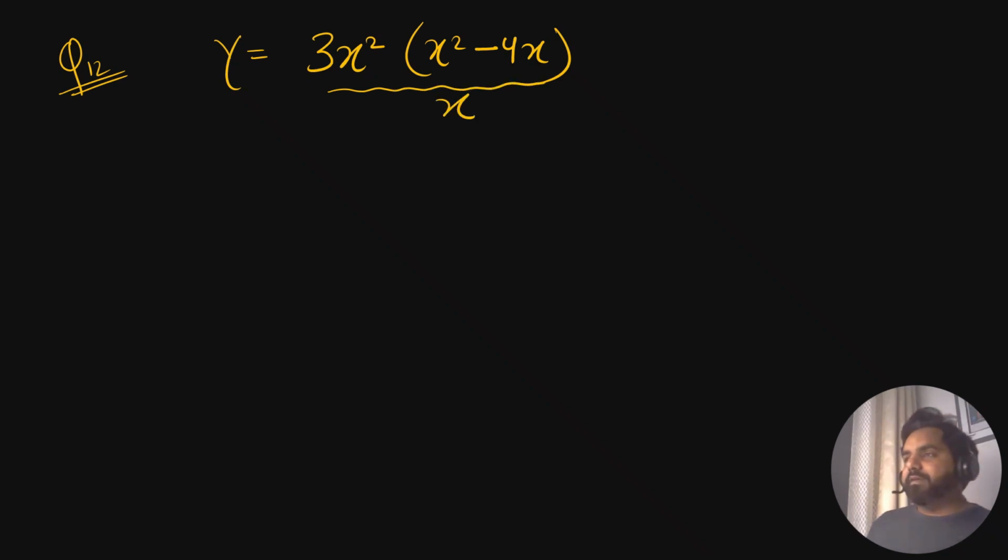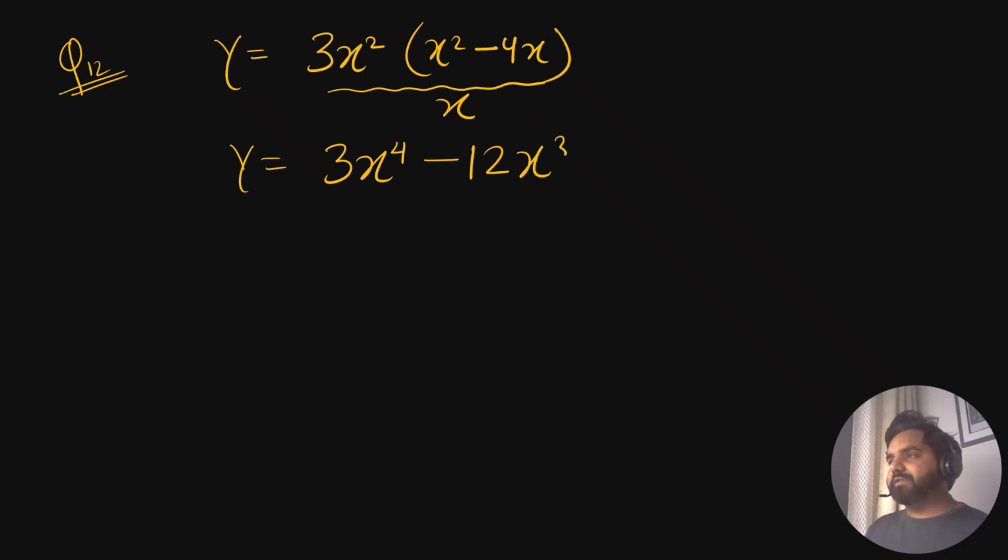Now see, if you know the product rule, you can use the product rule, but this question can be further simplified, and how we can do it is we can just multiply everything here, and then everything will be divided by x. That is the simplest thing we can do here. Now let's multiply this. This becomes 3 multiplied by x to the power 4, and if you multiply this one, it will become minus 12x to the power 3.